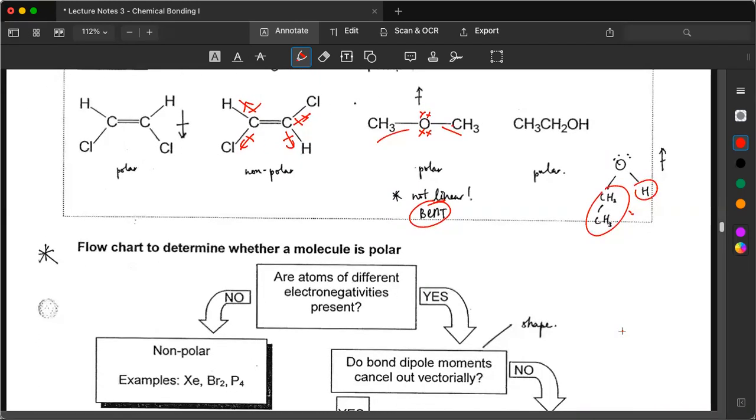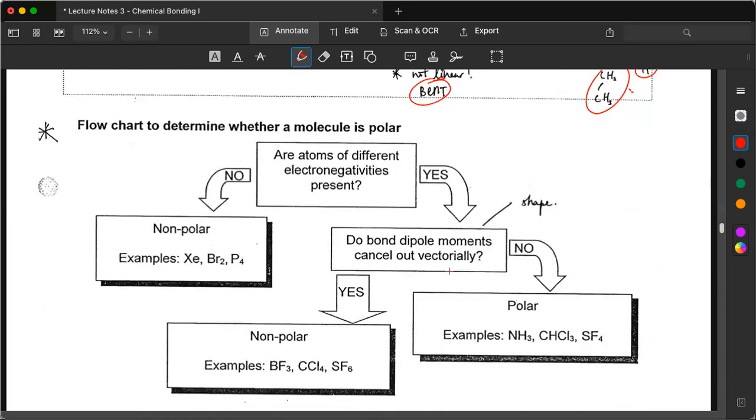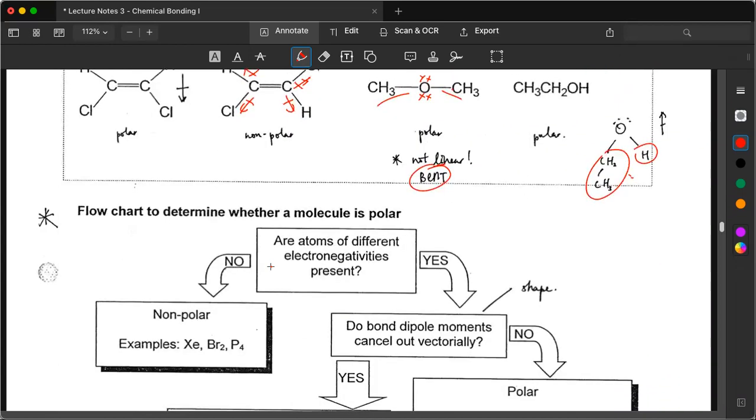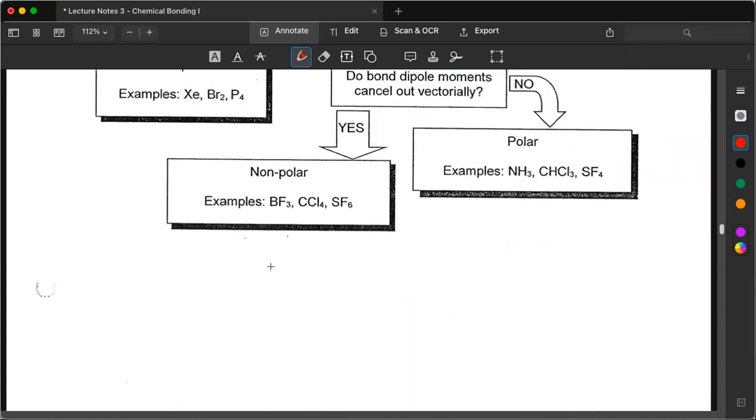Now, this is a flow chart to determine whether a molecule is polar. First of all, ask yourself, are the atoms of different electronegativity? No: confirm, not polar. Yes: next question, do the bond dipole moments cancel out vectorially? Yes, non-polar. No, polar. So we have to look at the shape of the molecule to help us decide whether it's bent or linear.